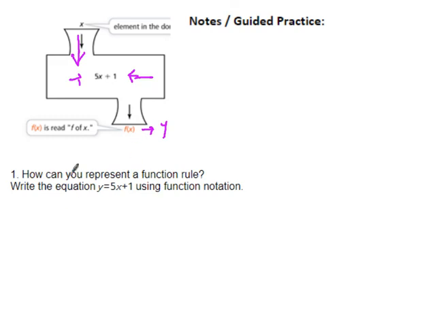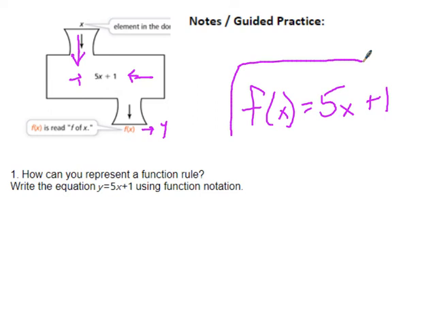So how can we represent this in function notation? Instead of a y, it would just be f of x is equal to 5x plus 1. And that's it. We're just replacing y with f of x.